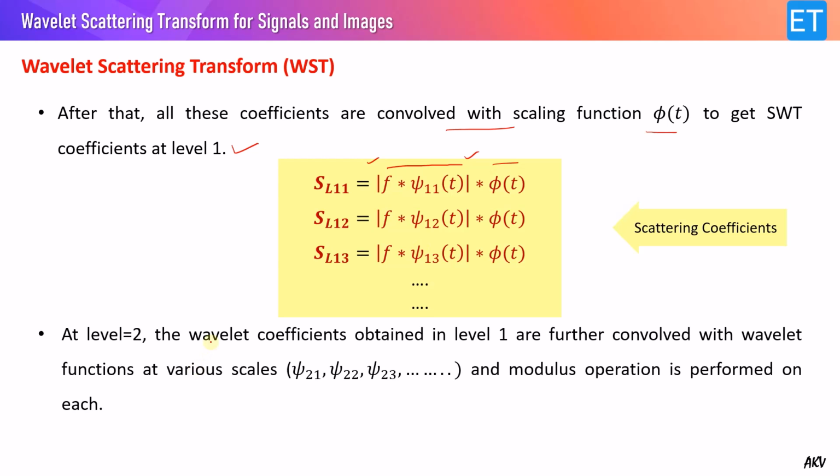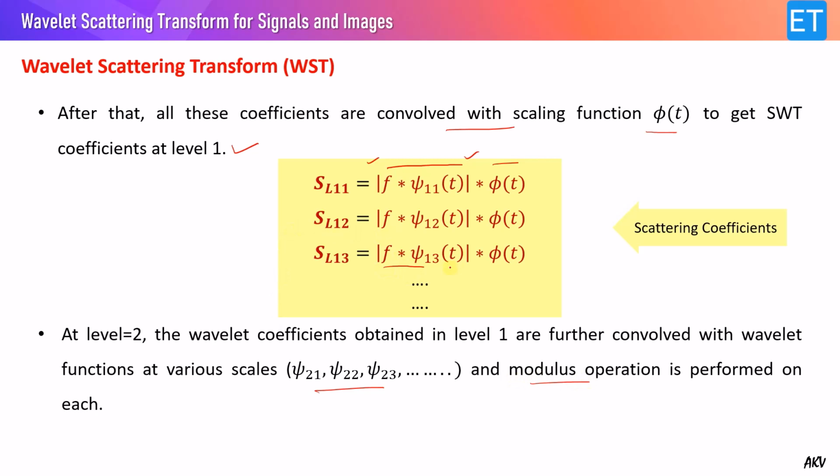At level 2, the wavelet coefficients obtained in level 1 are further convolved with the wavelet functions at different scales. So here at level 2, again we are taking wavelets of different frequencies and we are using those wavelet functions for the convolution. And then we go for the modulus operation.